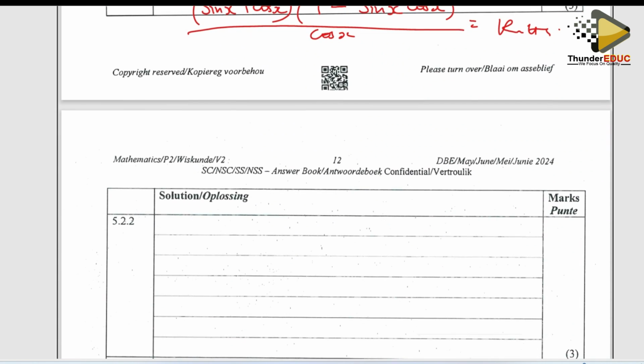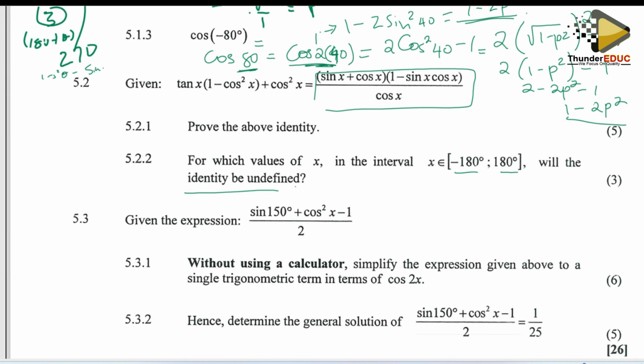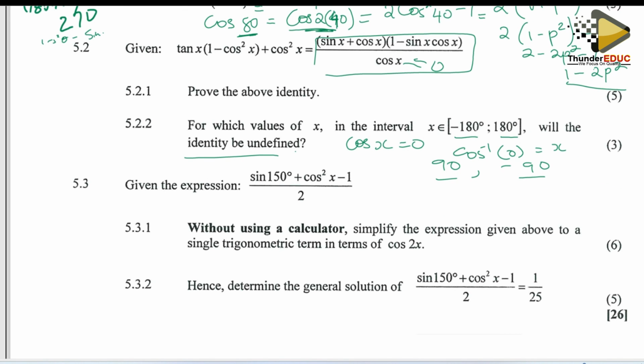Alright. Then 5.2: for which values of x in the interval should the identity be undefined? For an identity to be undefined, the denominator must be equal to 0. So I'm going to use the right hand expression. If I get my cos of x equal to 0, I can find the reference angle. So x is the inverse cos of 0, which is going to be 90, and the negative 90. So those are the two values that we get.